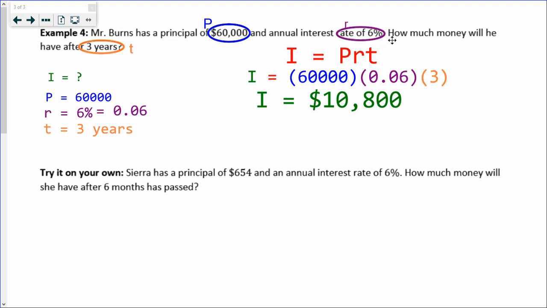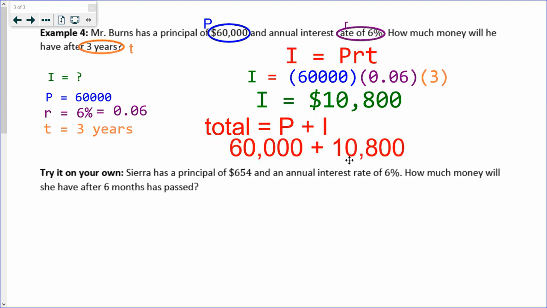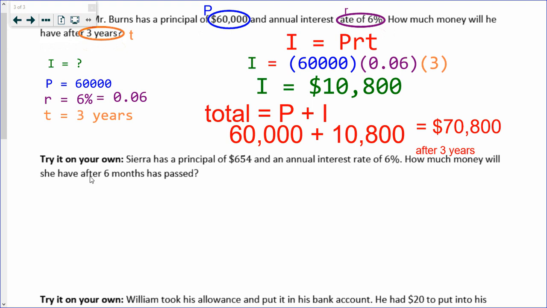But the question asks, how much money will he have after 3 years? So he'll have this, but he'll also have the original investment, the principal. So to find out the total, I'm going to add the principal plus the interest. So 60,000 plus the 10,800. After 3 years, Mr. Burns will have $70,800. And that is my final answer. $70,800 after 3 years.